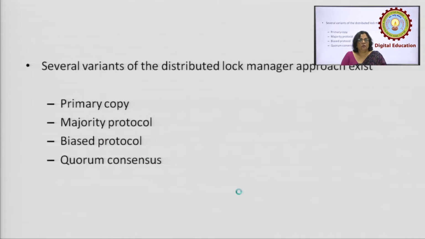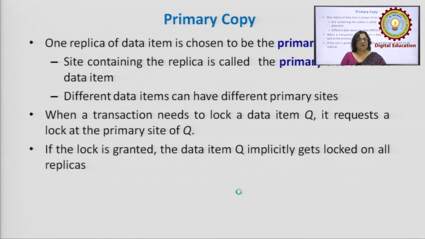Several variants of the lock manager approach are there, which are primary copy, majority protocol, bias protocol, and the quorum consensus. Primary copy means that one replica of the data item is chosen as the primary data item. The site containing the replica is called the primary site of the data item. Different data items can have different primary sites.